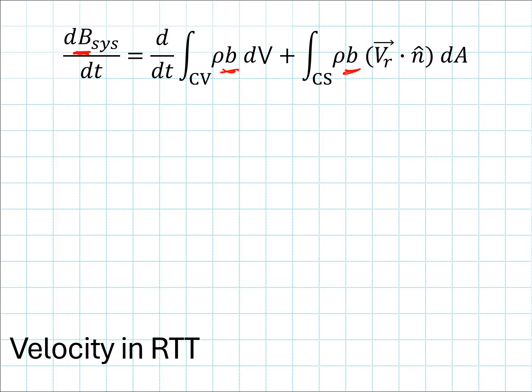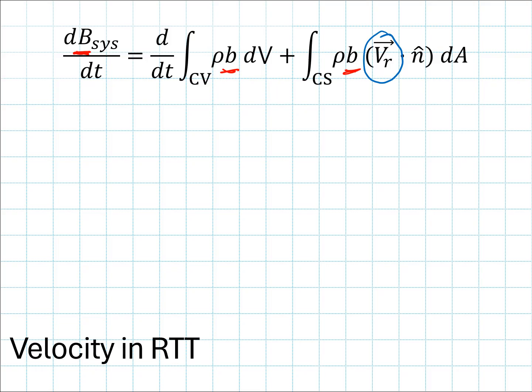So today's topic is going to deal with the velocity term in the RTT. And you're going to notice that there's a little subscript r on the velocity term. What does it mean? This little r tells us that the velocity we're concerned with is the velocity of the fluid relative to the control volume.